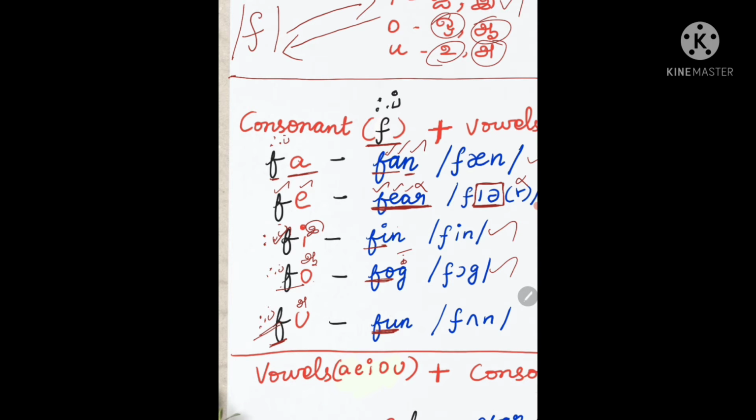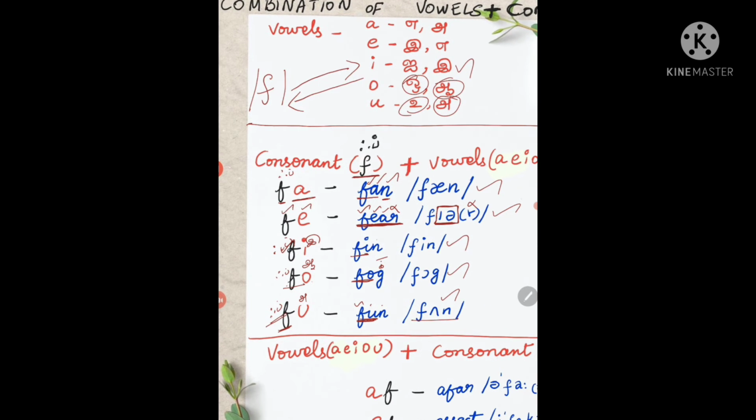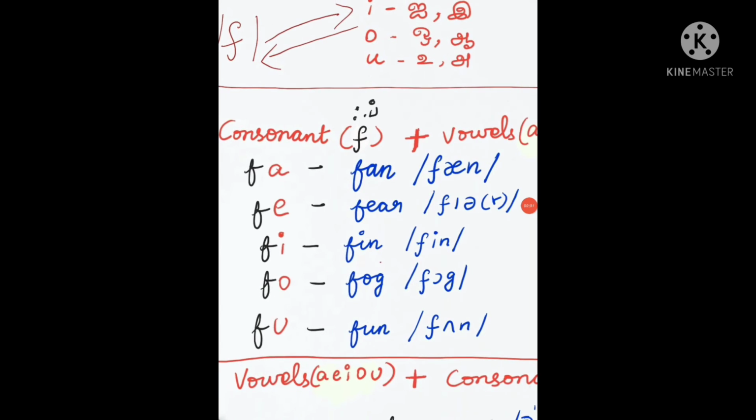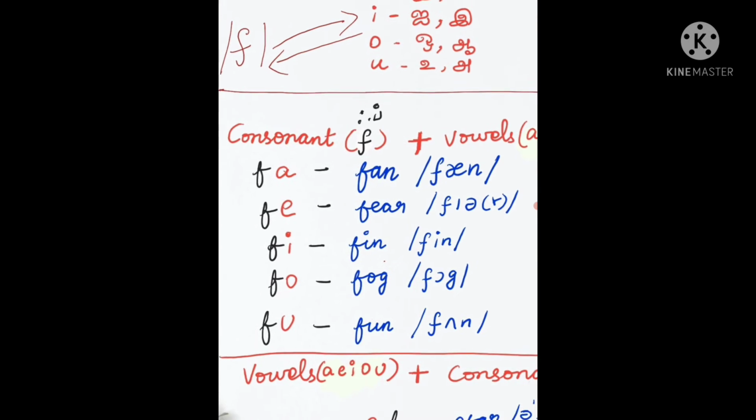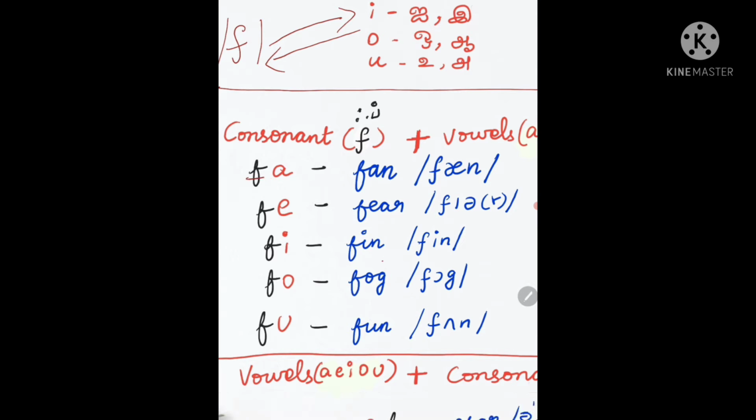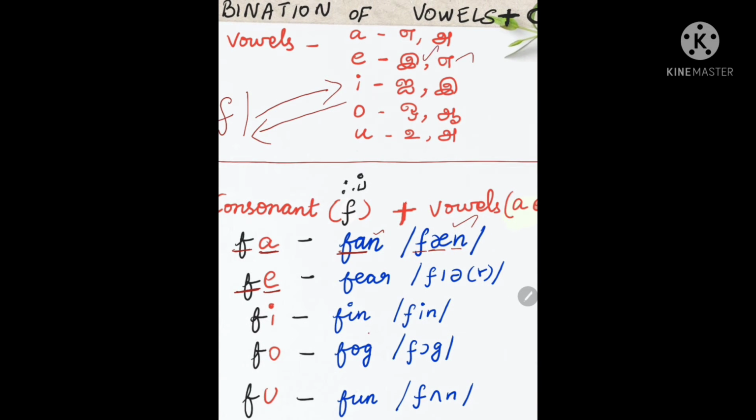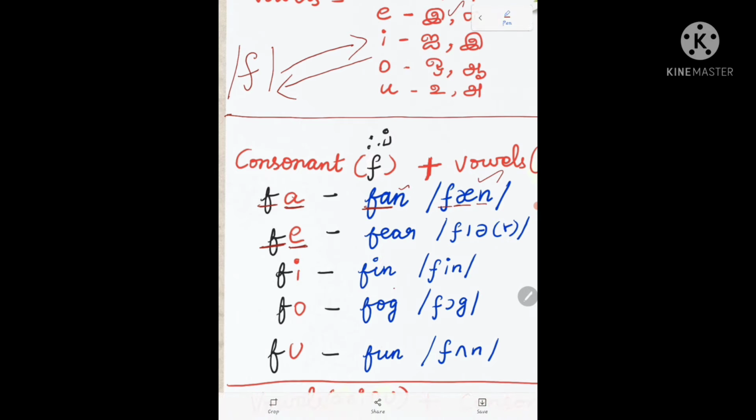F, if a, f, n, as in fun. That's it. Now let us say together. Try it with us, give it a try. If a, f, f, f, n, as in fan. If a fe or if e fe, fe or fe.